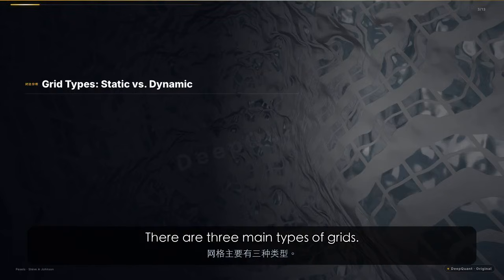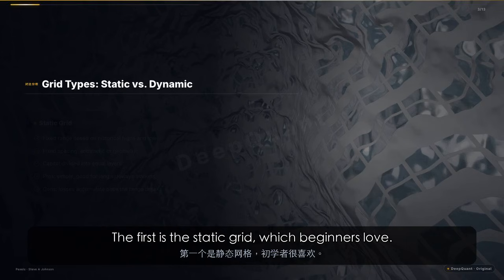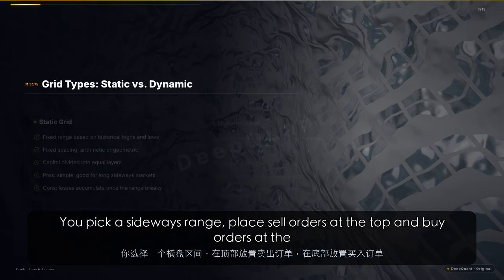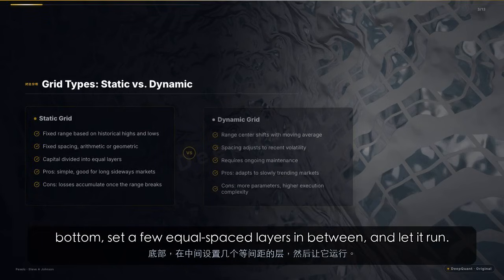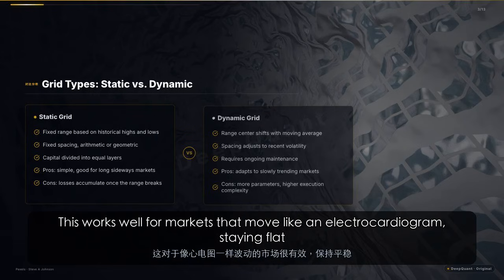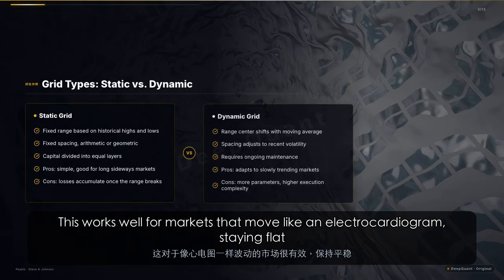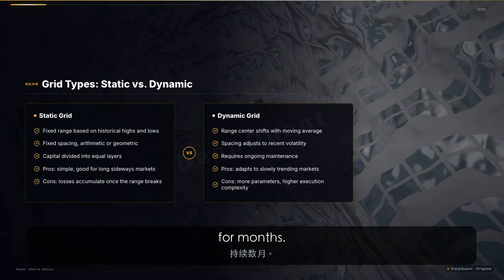There are 3 main types of grids. The first is the static grid, which beginners love. You pick a sideways range, place sell orders at the top and buy orders at the bottom, set a few equal-spaced layers in between, and let it run. This works well for markets that move like an electrocardiogram, staying flat for months.